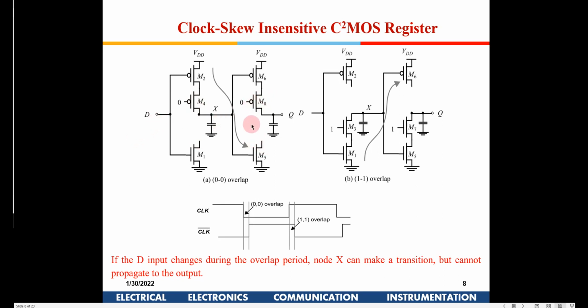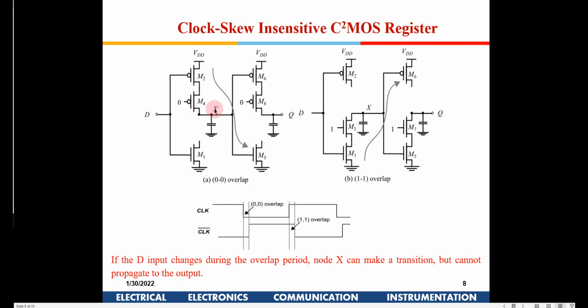Now what can happen here? Suppose initially the clock is 0 out here, and because of this clock skew, this is going to get charged. If D is 0, this will get charged to 1, and this transistor will get switched on. So that transient will not be reflected at the output node, because this transistor is not available there.